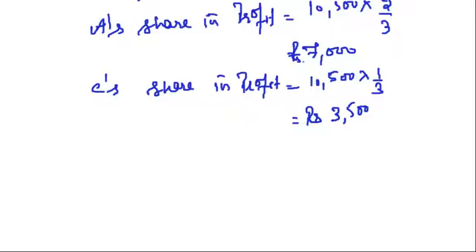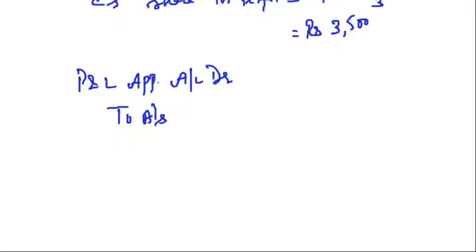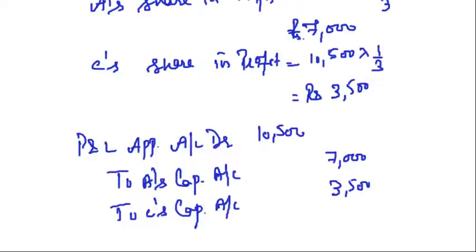So what will be the journal entry for this? We'll say profit and loss appropriation account debit, because we are appropriating the profit to A's capital account and to C's capital account. How much is the total profit? 10,500. Out of that, 7,000 is A's share and 3,500 is C's share.